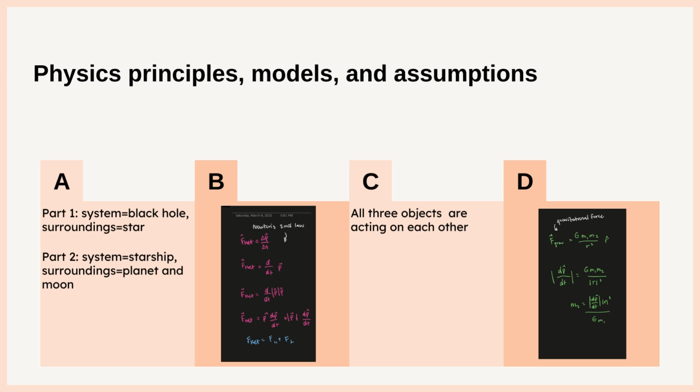So here are some beginning physics principles, models, and assumptions that we used. We had to assume that all three objects were acting on each other. And then we see in part one that the system is a black hole, and the surroundings is a star. For part two, the system is a starship, and the surroundings are the planet and moon. Newton's second law is written down here, which basically just says that the change in momentum over the change in time equals the net force.